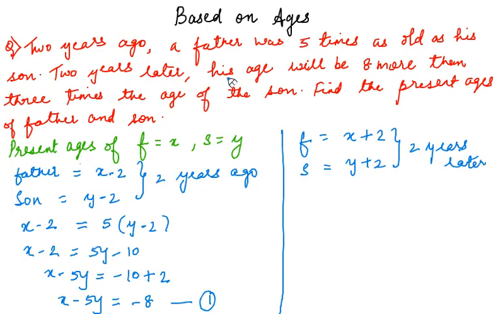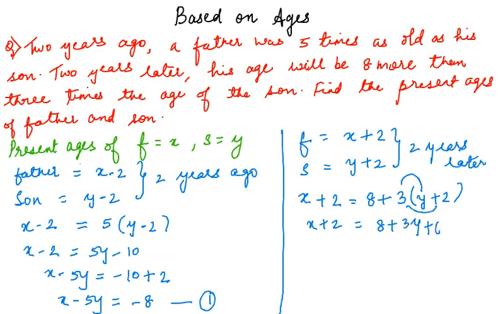So 2 years later, his age, that means father's age, that is X plus 2, will be equal to 8 plus 3 times the age of his son. Son is Y plus 2. So we get X plus 2 is equal to 8 plus 3Y plus 6. So X minus 3Y is equal to 8 plus 6 minus 2. On interchanging, the signs change. So X minus 3Y is equal to 8 plus 6, 14 minus 2 is 12. This is our second equation.